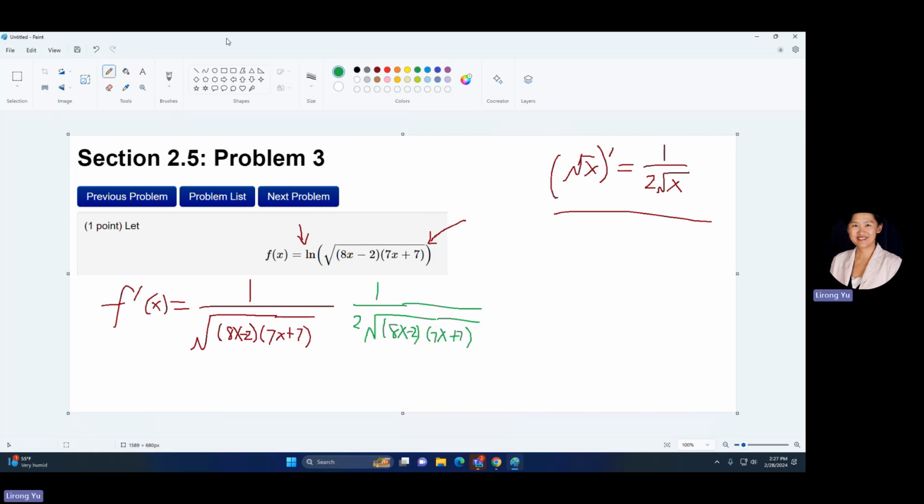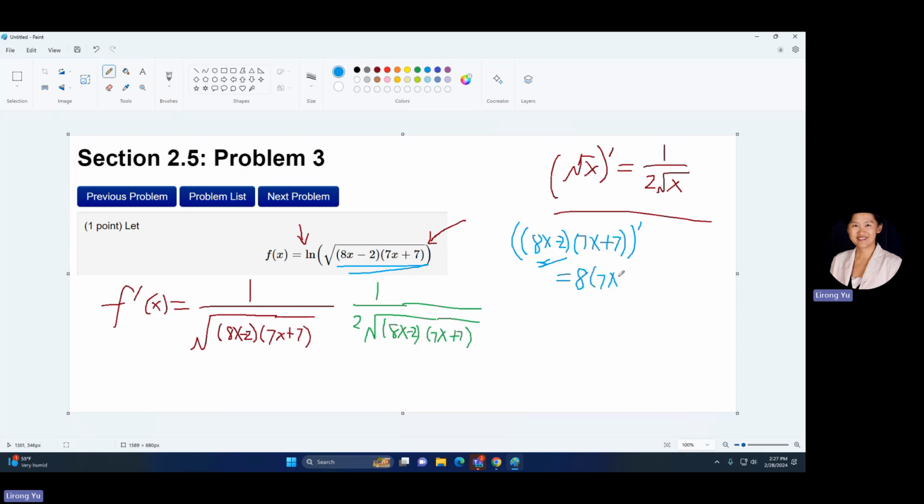And then lastly, we will differentiate inside this function. I tried to do that with power rule, but it apparently didn't work out for me. I don't know if I did something wrong. That's actually a multiplication, right? The inside is 8x minus 2 times 7x plus 7. If you try to find the derivative of this, you do product rule. You find the derivative of this part, which is 8.